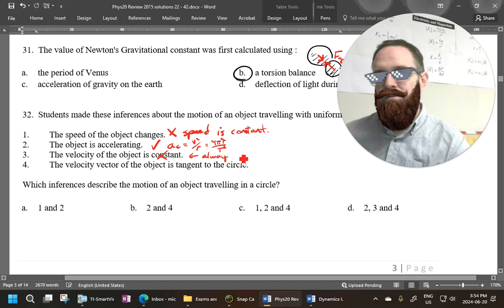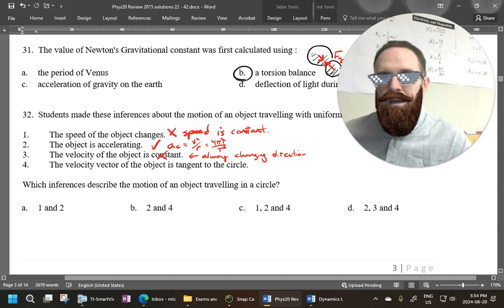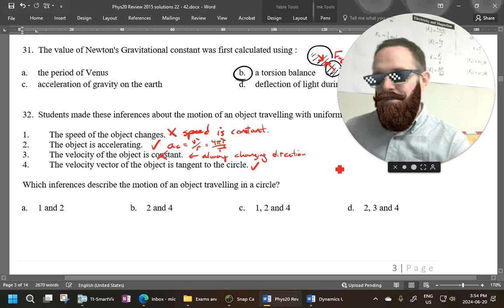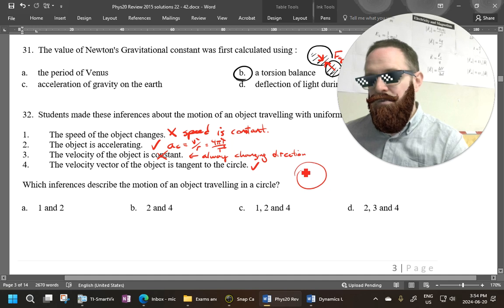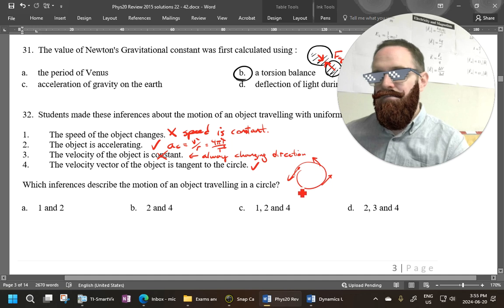Always changing direction, right? And the velocity vector is tangent to the circle. That's true. Yeah, it's dependent on the circle, right? Or not dependent on the circle. Depending on where you are on the circle depends on which way it's pointing. But my velocity vector will always be a tangent to that circle, right? So those are my velocity vectors, right? It's always changing direction as you're moving around the circle.